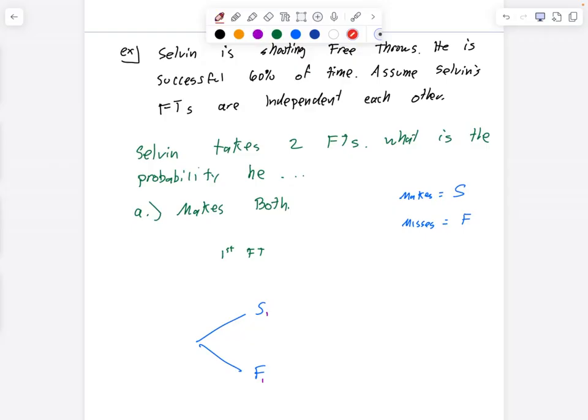All right, success 2. What's the probability there? What's the probability that he makes it? 0.6, yep.